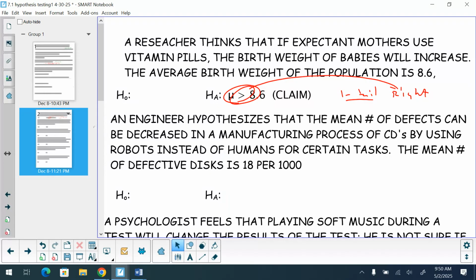Once again, when you're dealing with less than, greater than, those are your one tails. The alternate hypothesis tells you go left or right. When you have equal to, not equal to, that gives you two tail.